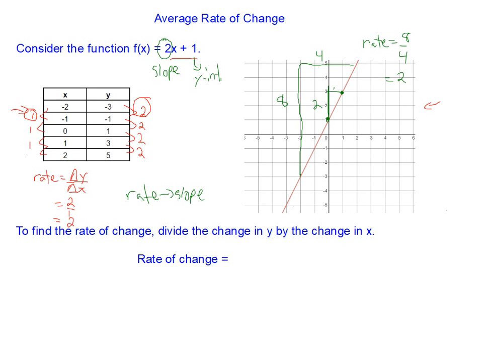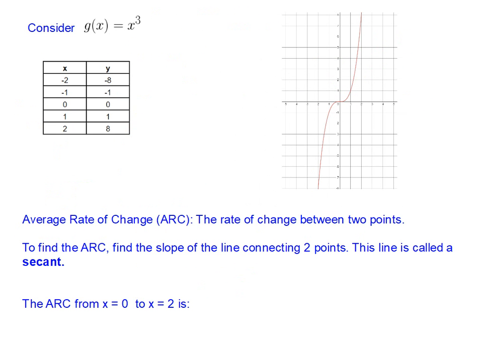So to find the rate of change, we divide the change in y by the change in x. That was the equation here, change in y divided by the change in x. So the rate of change in this case was equal to 2, and again, we may have written that before as m equals 2.